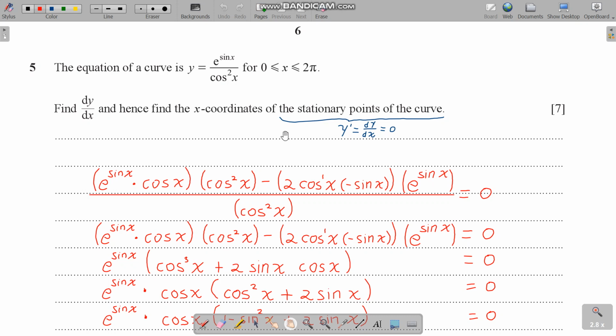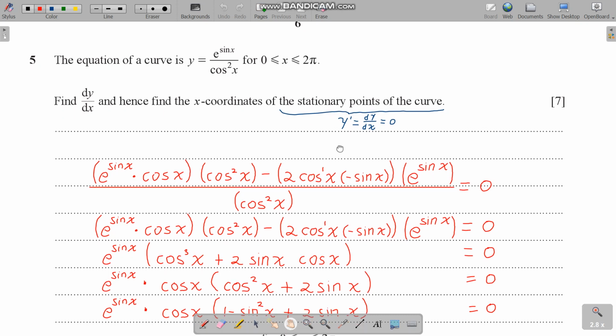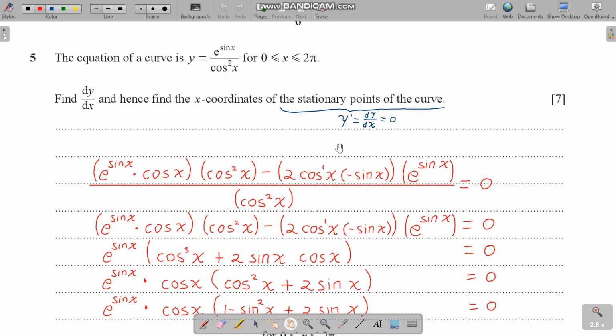The question is about differentiation. The equation of a curve is y equals e to the sine x over cos squared x. Find dy/dx, and hence find the x coordinates of the stationary points. The stationary points of the curve means y prime equals 0, so stationary points means y prime, or dy/dx, equals 0.